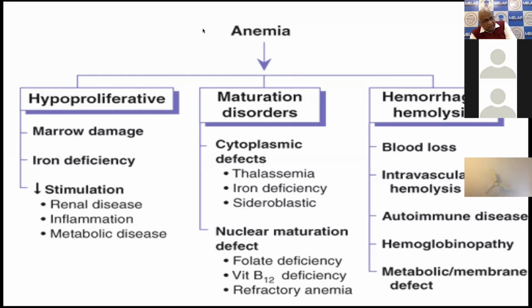Maturation disorder may be cytoplasmic, like thalassemia, iron deficiency, sideroblastic anemia, or nuclear maturation defect, B12 deficiency or folate deficiency, and maybe refractory anemia. It may be because of hemorrhage or hemolysis. In this, bone marrow is responsive because there is no defect in the bone marrow. In hemolytic anemia, there is peripheral destruction of the cells, and maybe because of blood loss. When it is hemolysis, we have to see whether it is an extravascular cause of hemolysis or an intravascular cause of hemolysis. For this, we will conduct a separate lecture where we will deal only with the hemolytic process.